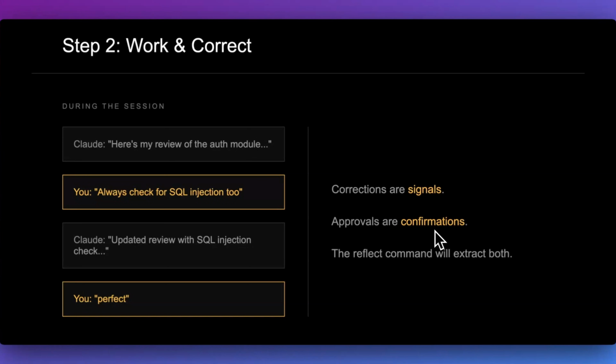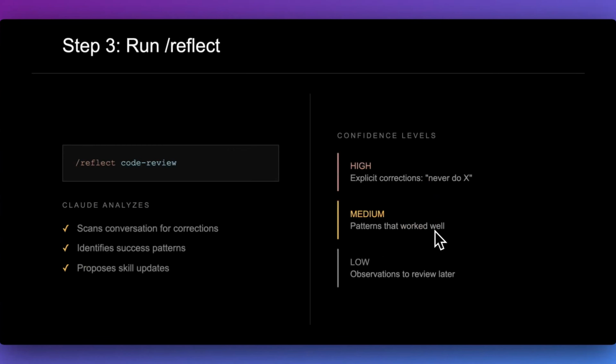And then ideally, it will come back and show you that it's done. And the really nice thing with this is corrections are all signals that could be good memories. Approvals are further confirmations. And the reflect command and skill will extract both of these. And then after that process, all that we need to do is actually run the command to reflect.